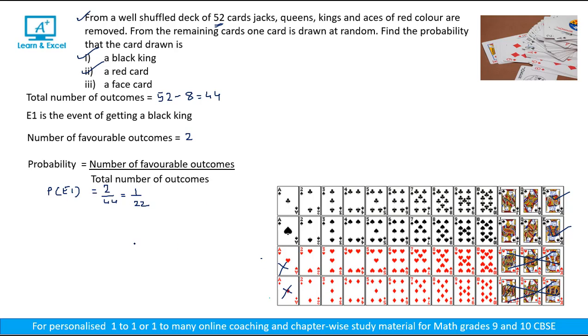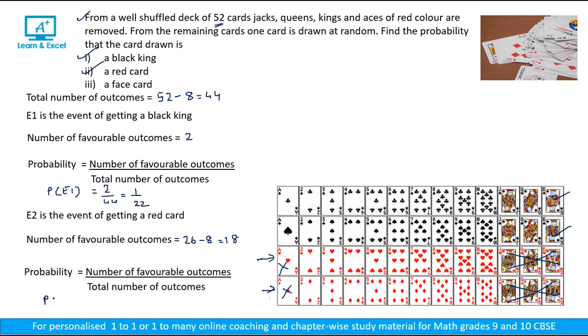Now let us find the probability that the card drawn is a red card. Now for this, let us take this event as E2. We look at the number of red cards. We know that the total number of red cards present in a deck is 26, and from this we have removed the 8 cards. So the number of favorable outcomes will be 18. Now the probability that the event E2 will occur will be 18 divided by the total number of outcomes, 44. So simplifying, we get the probability as 9 upon 22.